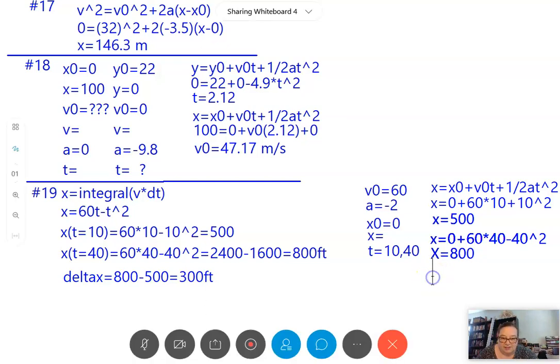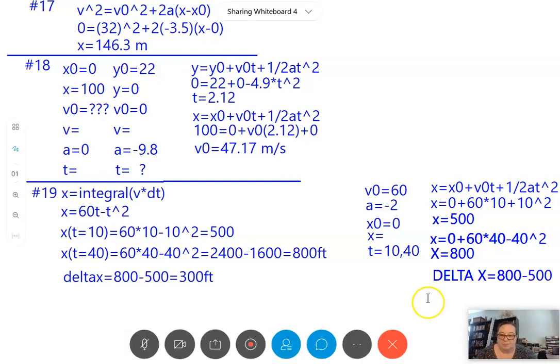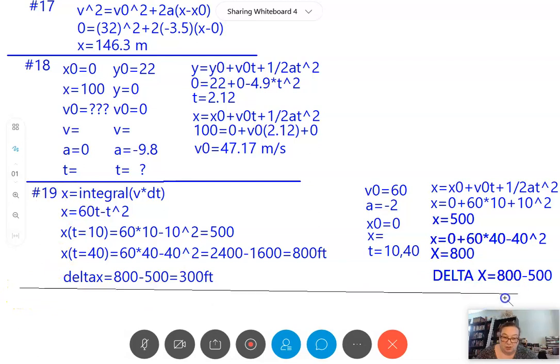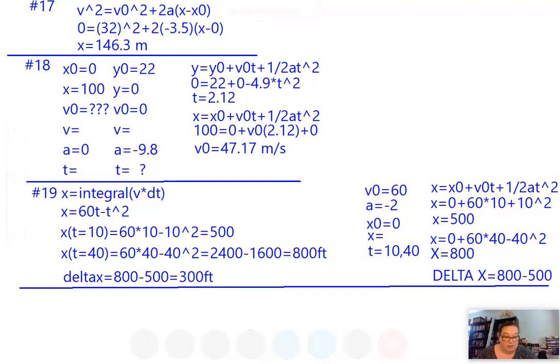And then the delta x, minus 500, which is 300. Okay, so it looks like the answer to that one is correctly B, not the answer that was in the answer key, which was D. So be aware of that. I will update that for future use. In fact, I'll update that right now. Number 19 should be B.